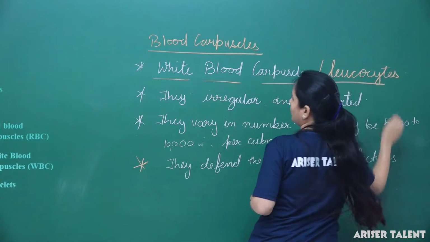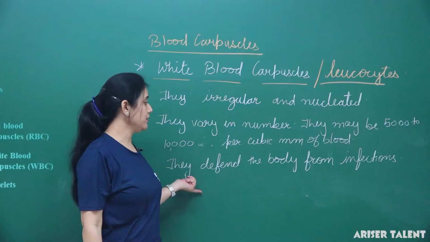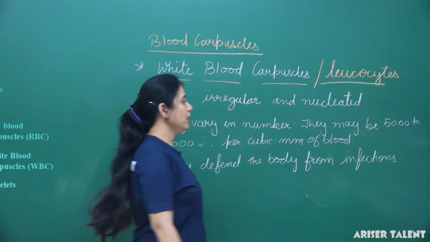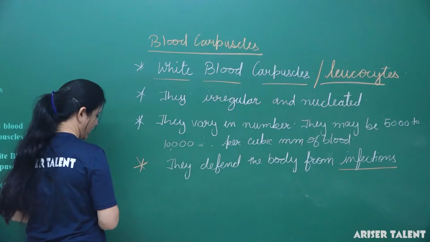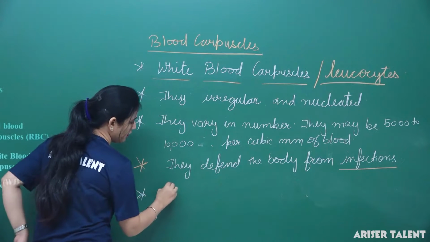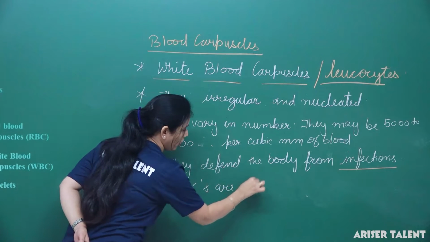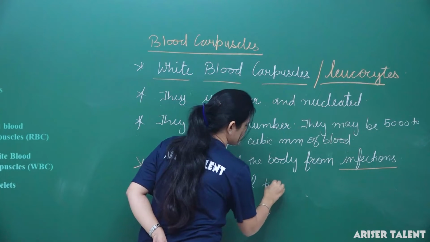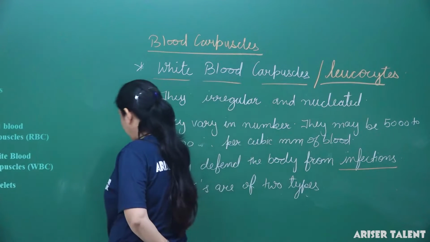So another name of WBC is leukocyte. The function of these WBCs is that they defend the body from infections. Generally, they are of two types. What are they? Let me explain.